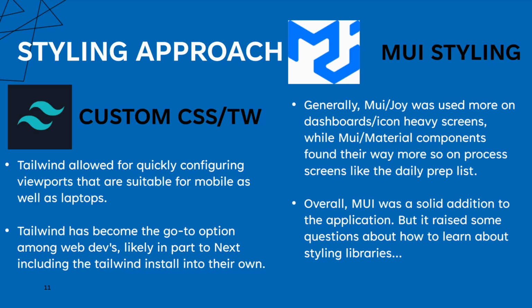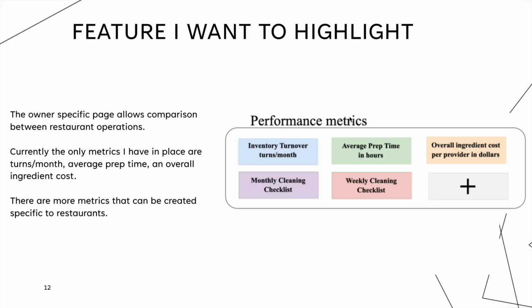There are multiple parts of MUI that I included across the application, like MUI Joy or MUI Material. I wasn't able to completely utilize Material components. A lot of the custom components and styling was custom CSS and Tailwind, but core functionalities usually include a MUI component. Let's look at a feature I especially want to highlight, the restaurant comparison tool.